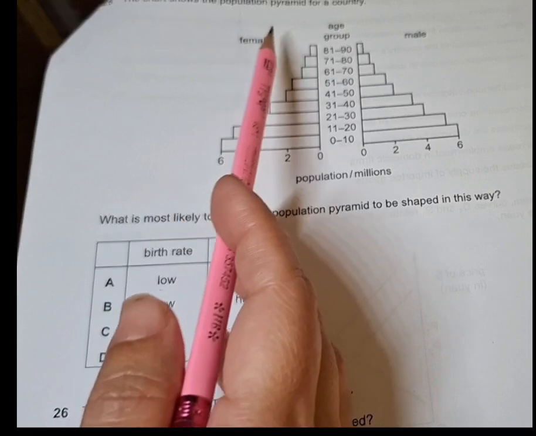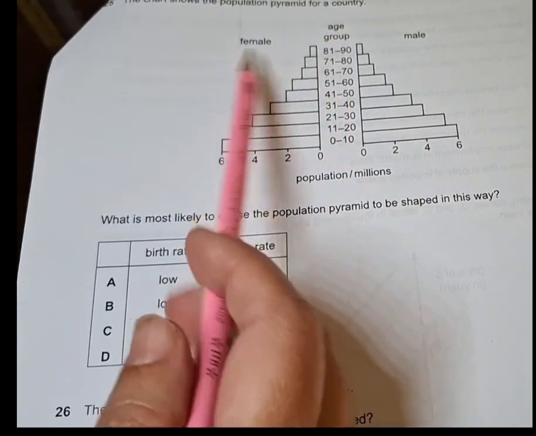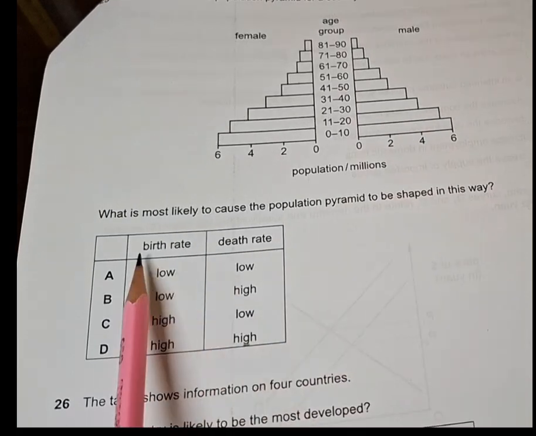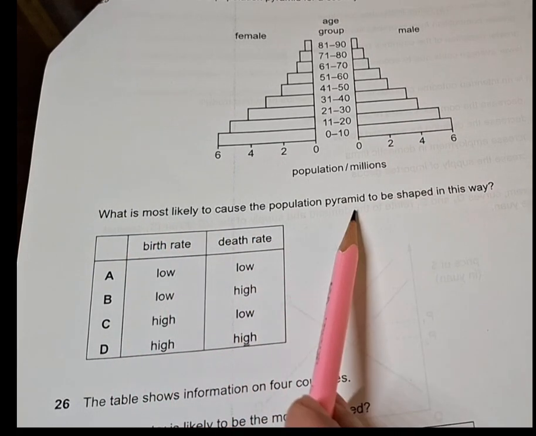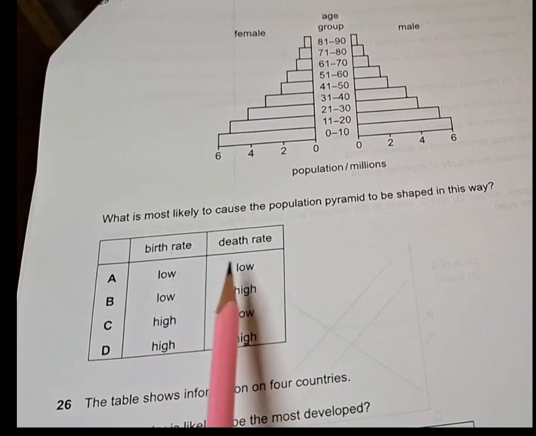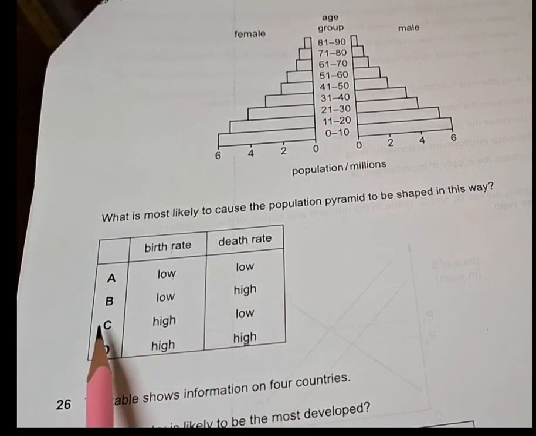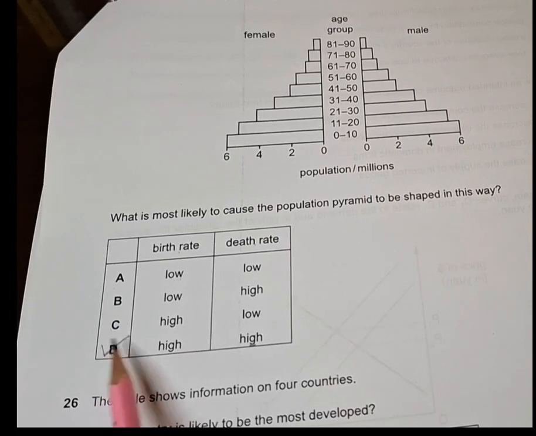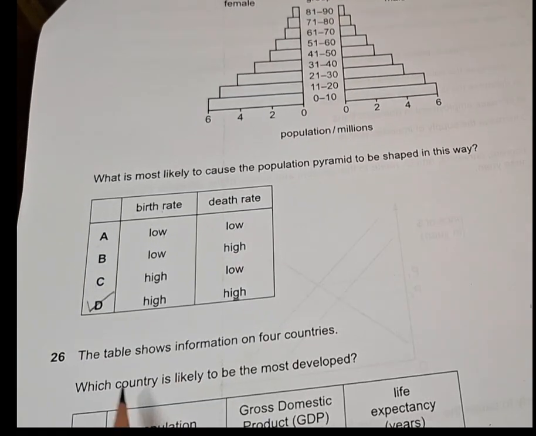The chart shows the population pyramid of a country. Female, age groups, male. Population in millions. What is most likely to cause the population pyramid to be shaped in this way? Birth rate, death rate. A. Low, low. B. Low, high. C. High, low. D. High, high. Correct answer is D. High, high.